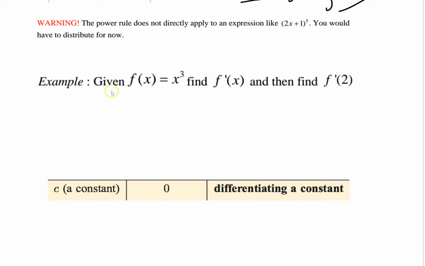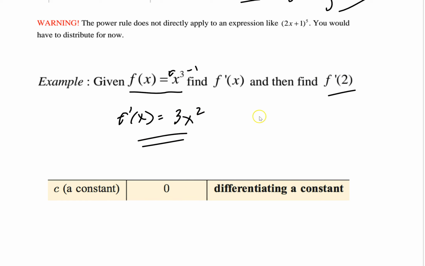So this is our first one. Given f of x equals x cubed, find f prime of x, then find f prime of 2. First let's apply our power rule. The derivative of this, f prime of x, we're just going to bring down the power and subtract 1 off. So 3x squared. Now they want f prime of 2. Look how easy that derivative was, by the way. So easy. Now let's plug in 2.